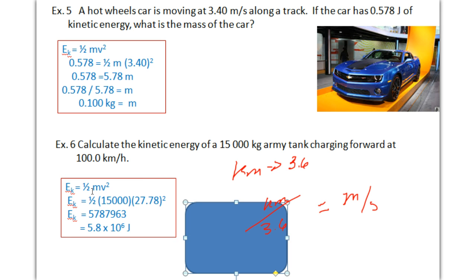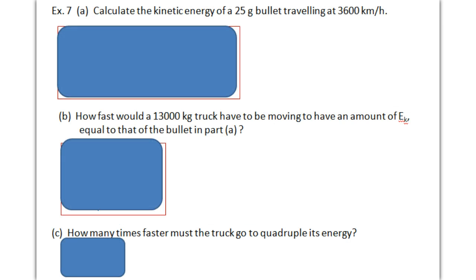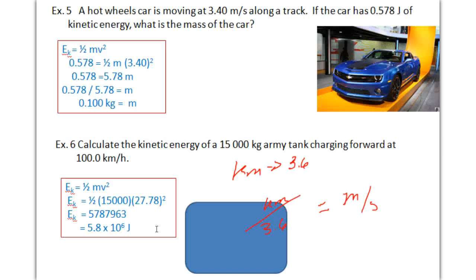If we look over, put in your mass, your velocity now that is in meters per second, and simply work out this side. And you have a kinetic energy of 58 million joules. Sorry, 5 million joules.